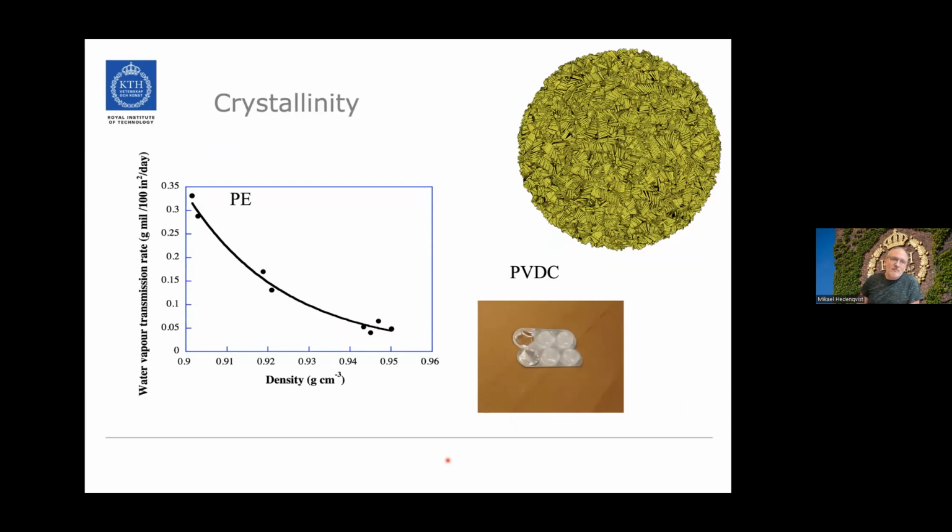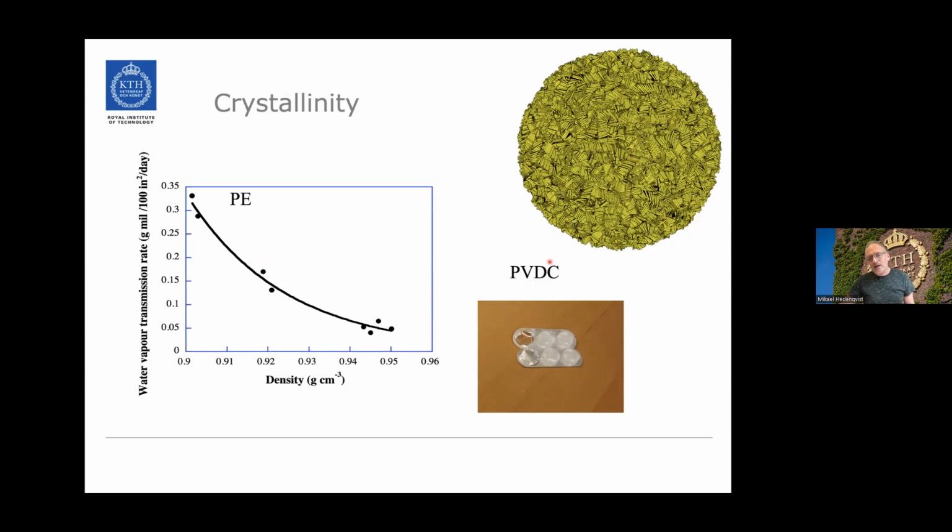This is a plot of polyethylenes with different crystallinity, and you see the effect of the density when you go from essentially fully amorphous material to a high density polyethylene or medium density here. You see the effect it has on the water vapor transmission rate. And the reason is quite simple. You have crystals which are impermeable. They will block the water from moving around and delay the diffusion.